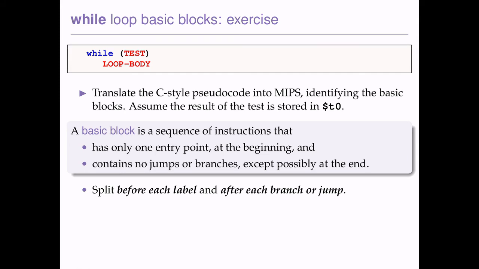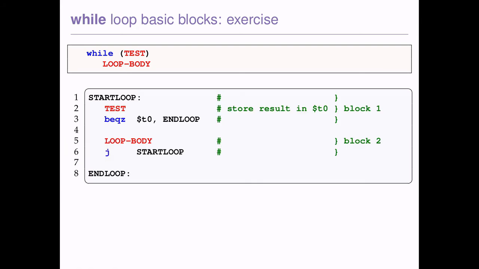Remember, we want to split before each label and after each branch or jump. So first what we need to do is convert this while loop into some sort of MIPS pseudocode, and then we need to label where our blocks are. So let's have a look at that.